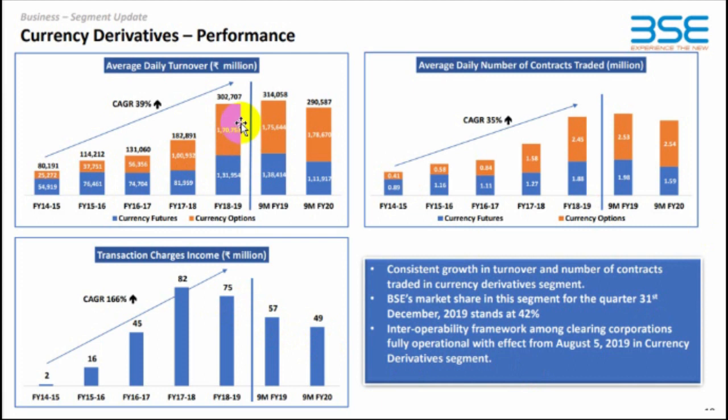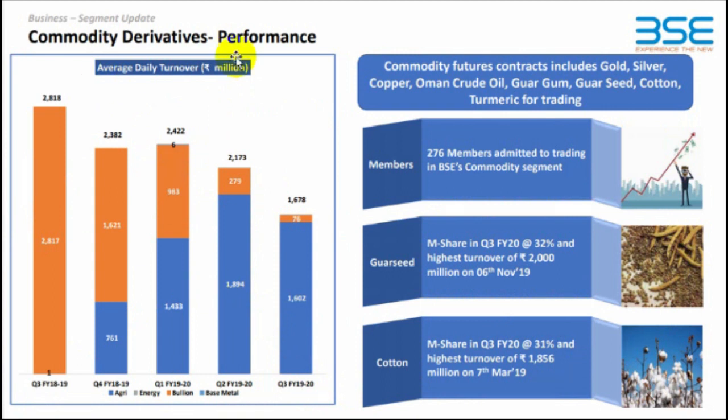So here also we see a reduction in the amount of income it is generating through currency derivatives. Although the amount of transaction on a daily basis is going up, the amount of income it is receiving is going down. If you look at the commodity derivatives, that is trading in gold, silver, copper, oil, and cotton seeds, etc., turmeric, then average daily turnover has been dropping. In quarter 3 FY 18-19, the total turnover was 2,818 million, which has now dipped to around 1,678 million in third quarter FY 19-20.